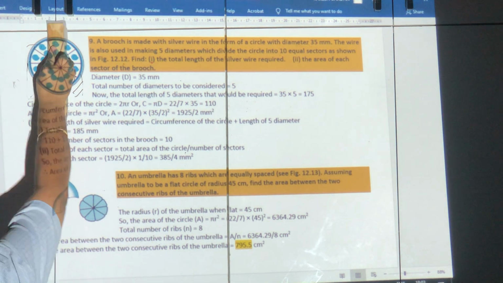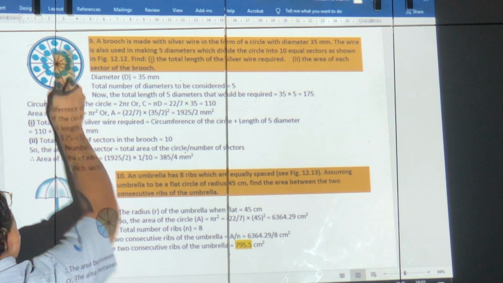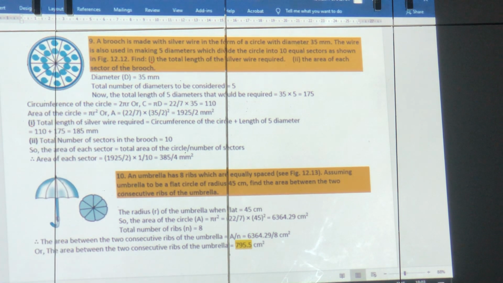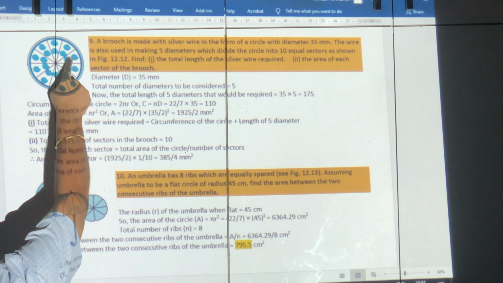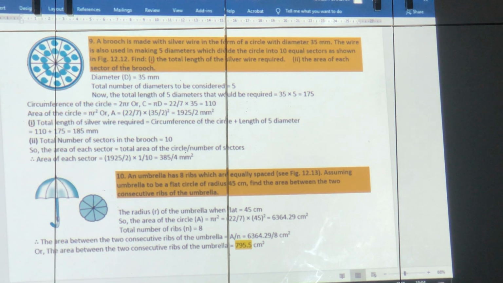Okay. Now we've got a brooch which you put on a dress like a medal, and it is made with silver wire. Diameter is 35. We don't need diameter, we need radius, 35 upon 2. Now if we cut the wire, we can make 5 diameters. We divide the circle into 10 sectors: 1, 2, 3, 4, 5, 6, 7, 8, 9, 10.